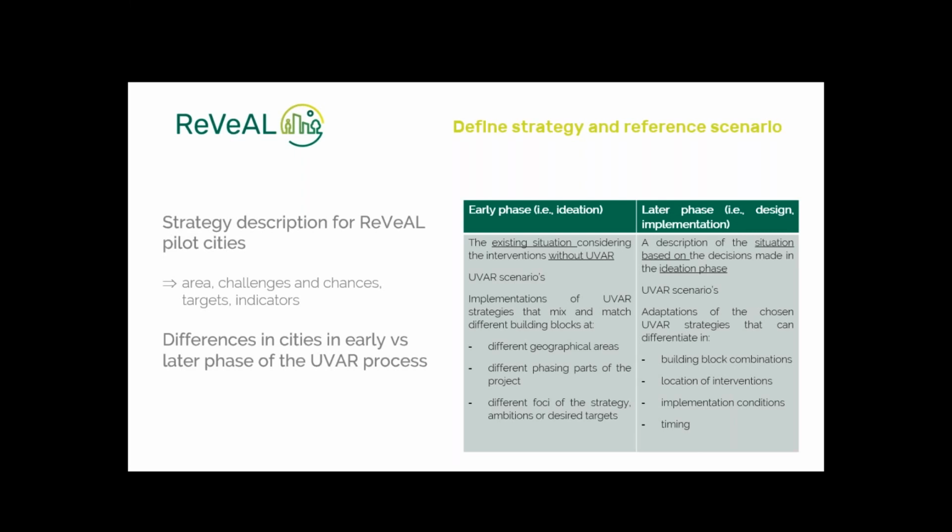So we have to start from this fixed situation and see how our UVAR development process can help in guiding this process. For example, if we know that we want to reach a certain goal, we can look at different building block combinations to reach that goal. Or we can look at different locations of intervention. If we have a specific intervention, it can maybe be extended onto other areas of the city.